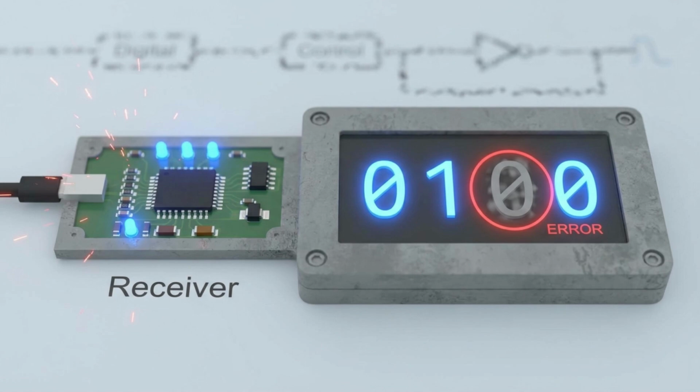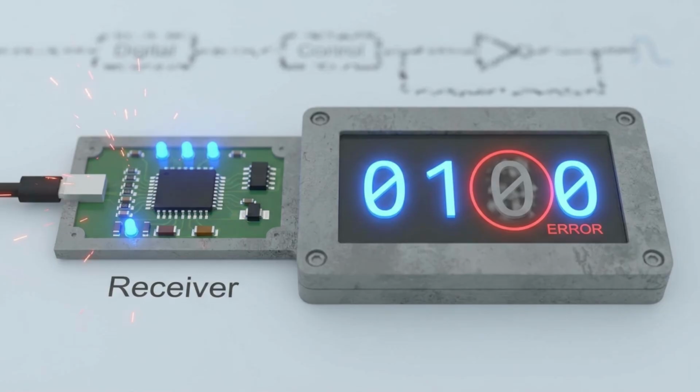You send the binary sequence 10110110, but the receiver gets 10100110. Only one bit changed. Can a single incorrect bit really matter?